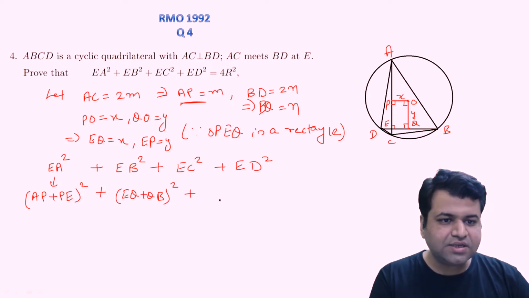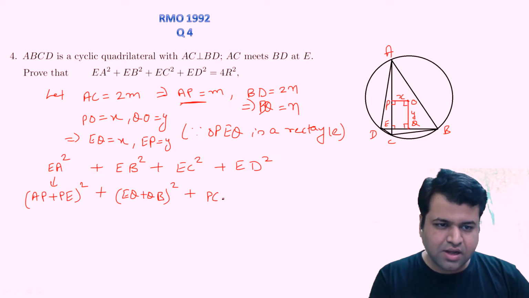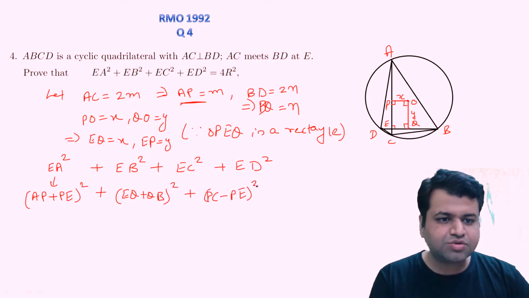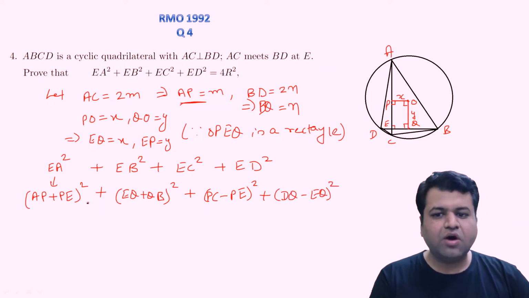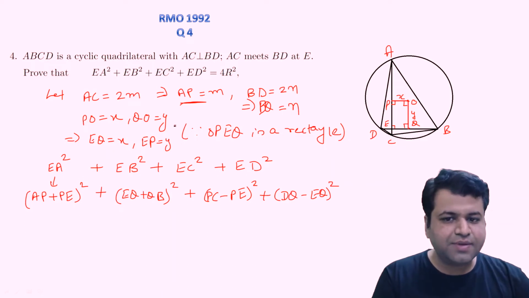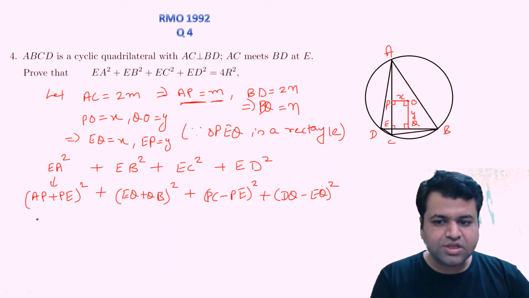What is EC? EC is nothing but PC minus PE, right? PC minus PE whole square, right? This is EC, right? And what is ED? ED is nothing but, you can say, DQ minus EQ whole square, right? Okay, all right. Now plug in the values. The AP was M, right? So this is nothing but M plus Y whole square, as you can see, right?